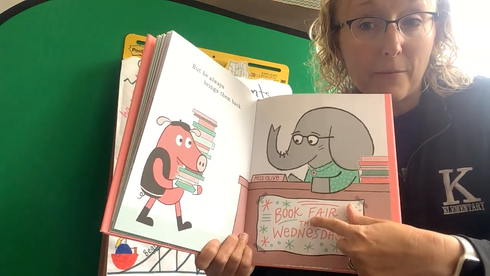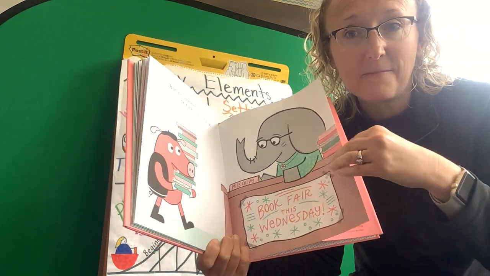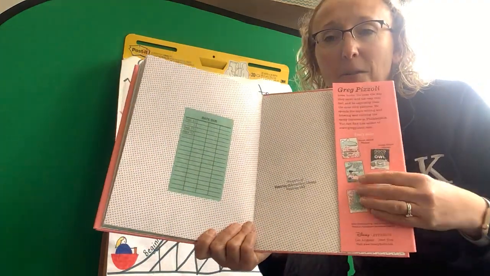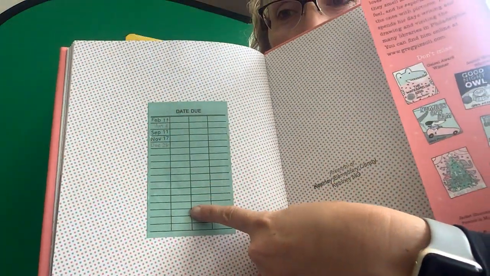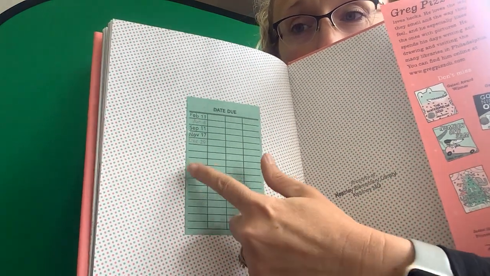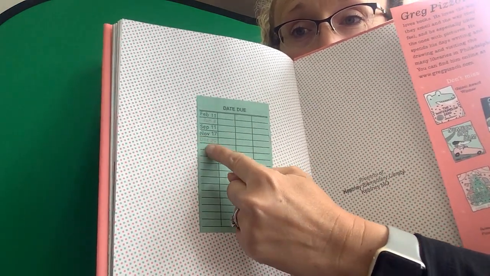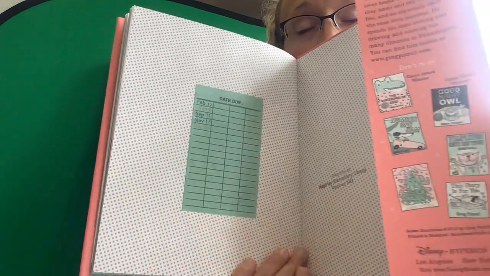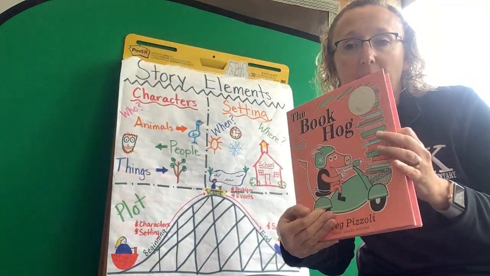Ooh, it looks like they're having a book fair on Wednesday. See the sign? Those are nice little clues. Ooh, look at this thing. This is kind of cool. This is an old thing that they used to put in books for the library, where they would stamp the due date when the library books were due. But they don't have to do that anymore because the computers take care of that.